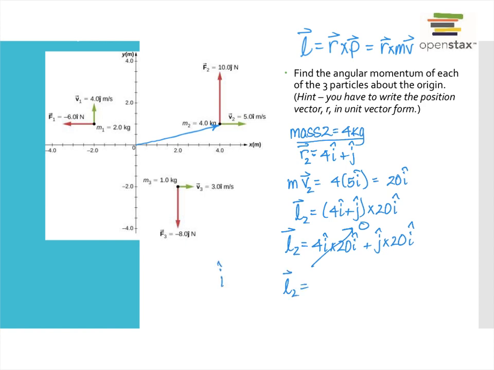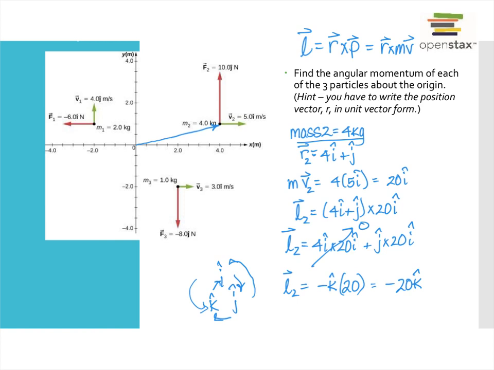So let's look at our little circle again. We want to do j cross i, which actually means we have to go backwards. So j cross i, the next thing we come to is k, but we had to go counterclockwise, so it's minus k, and then we take 1 times 20. So this ends up to be minus 20k. That's our angular momentum for that one.